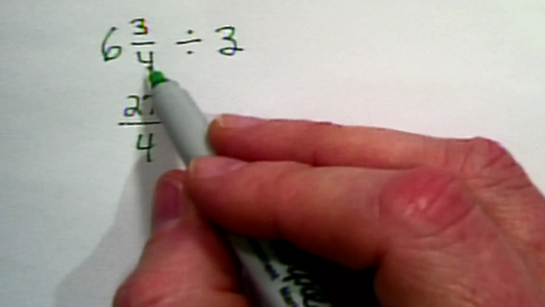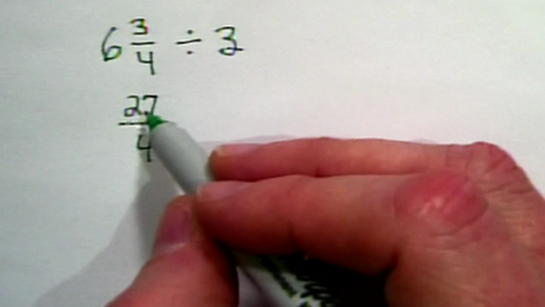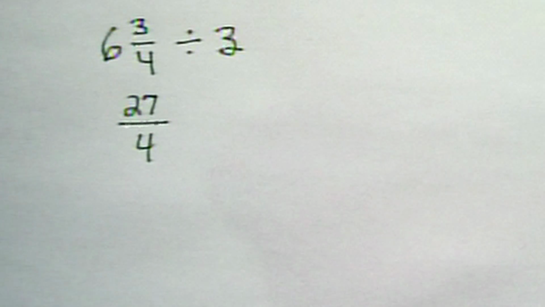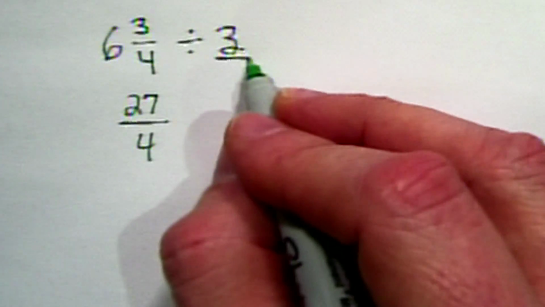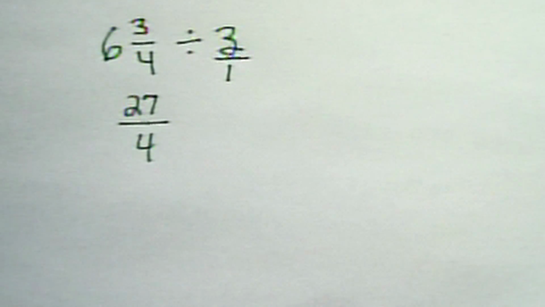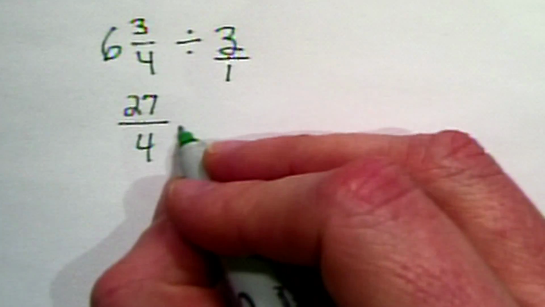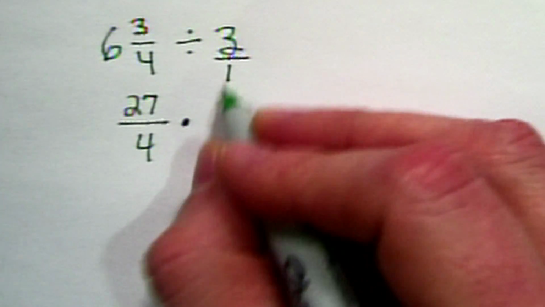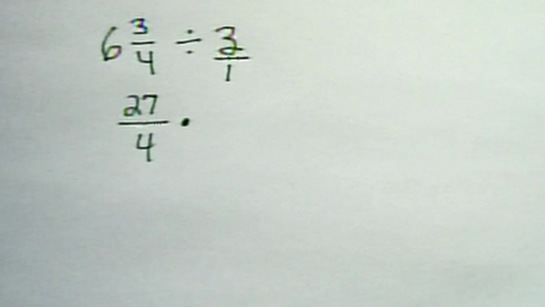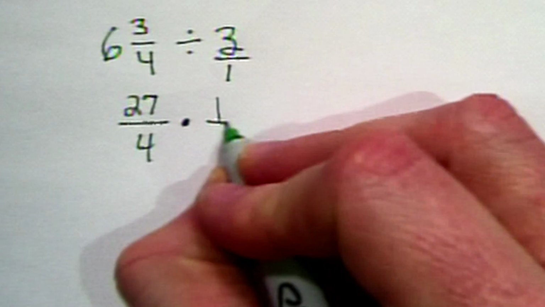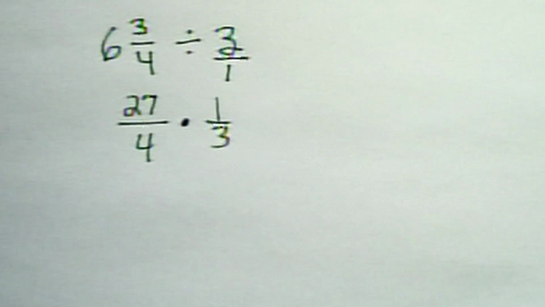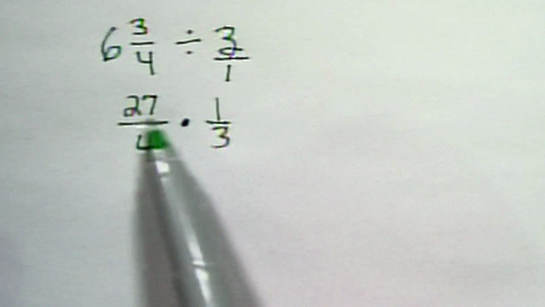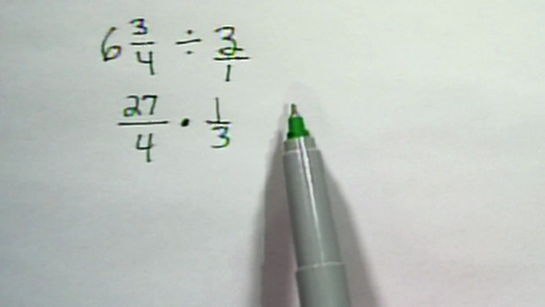Once again, 6 times 4 gives us 24. Add the 3. You get 27 over 4. Now, when we divide by 3, we're going to put a 1 underneath that, to make this work a little bit easier for us. And you know what we're going to end up with? We're going to multiply by its reciprocal. That's the rule for division of fractions. In other words, when we divide by 3, it's like multiplying by 1/3. It's taking 1/3 of this amount, all right? Now, you can go ahead and write this as 27 times 1, which gives you 27, and 4 times 3, which will give you 12.